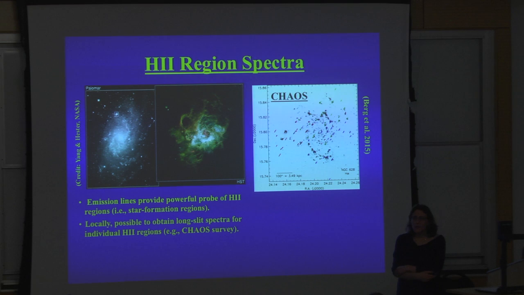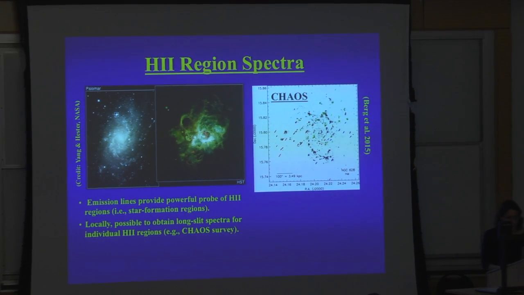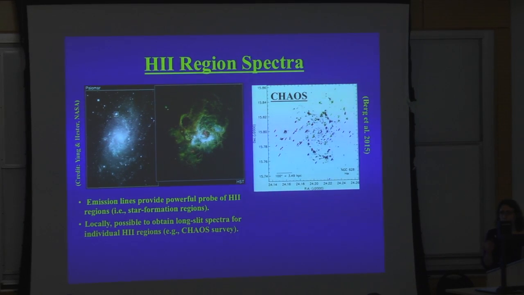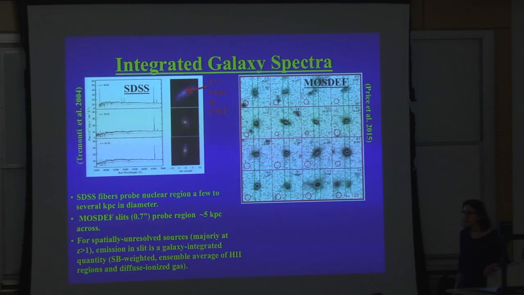And the emission lines that come from this star-forming region are a very powerful probe of the H2 regions. We learn about the stars in these H2 regions. We learn about the chemical content of the gas. We learn all sorts of the dust content, all sorts of interesting stuff. And so locally, when people look at a spiral galaxy, for example, they can put slits on individual H2 regions. For example, the CHAOS project is a great study of nearby H2 regions, and they can get a spatial resolution of something like 35 parsecs, okay, which is much finer than the detail that we can study in these distant galaxies.